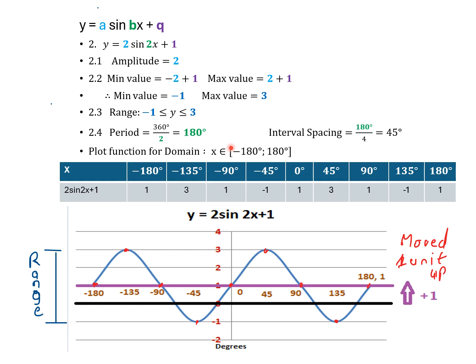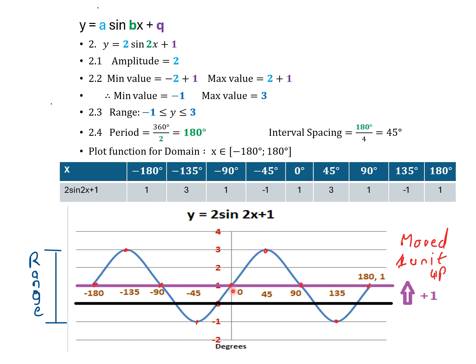So if we plot in the same domain, if we put in 0, sine of 0 would give me 0, times 2 is 0, 0 plus 1 gives me 1. 2 times 45 gives me the sine of 90, which is 1. 1 times 2 is 2, plus 1 gives me 3. 2 times 90 gives me the sine of 180, which is 0. Times 2 stays 0, plus 1 then becomes 1. And so we continue with all those values, right?